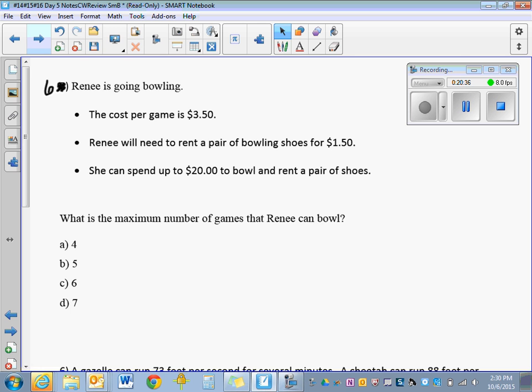Alright, let's look for information here. Renee's going bowling. Great. That doesn't tell us anything for our equations. The cost per game is $3.50. What does it mean to be per something? Times, right? So we have $3.50 times how many games? Do we know how many games she's played? No, we're trying to find that out, so X. Okay, so our cost for the games is 3.5x. I'm going to go ahead and put a C in there for cost.